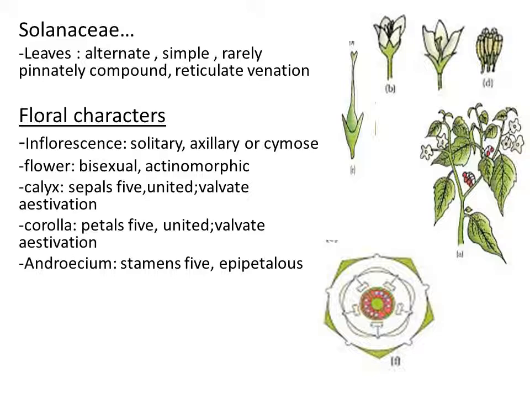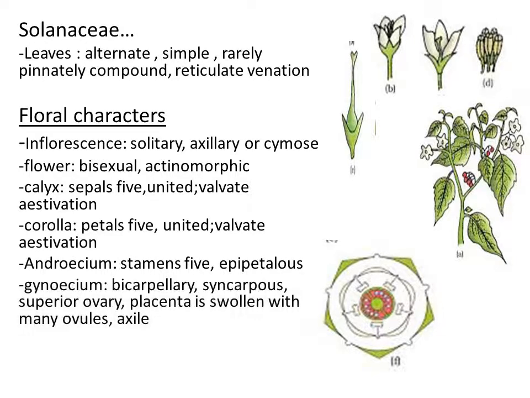Then let us move to the third whorl of the flower, that is androecium. Androecium is made out of 5 stamens. There are 5 stamens present in the androecium and the condition of the androecium is epipetalous. What do you mean by epipetalous? Epipetalous is nothing but the stamens being attached to the petals. Clear? So, the 5 stamens are attached to the petals. That condition is epipetalous.